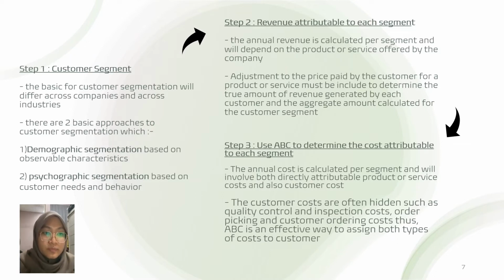Okay, step 3. Use ABC to determine the cost attributable to each segment. The annual cost is calculated per segment and will involve both directly attributable product or service costs and also customer costs, including allocation of overhead, marketing, sales, and distribution costs. The customer costs are often hidden, such as quality control and inspection costs, order picking, and customer ordering costs. Thus, ABC is an effective way to assign both types of costs to customers.